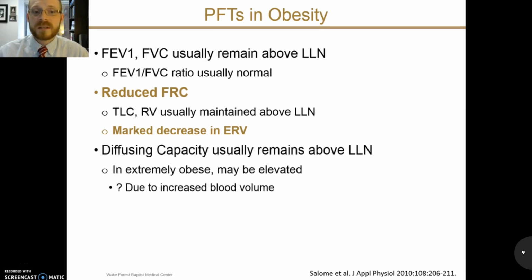Among other PFTs, diffusing capacity also typically remains normal. And in the extremely obese patients, it's been noted that DLCO might actually be elevated. The exact mechanism is not well known, but possibly due to an increase in blood volume.